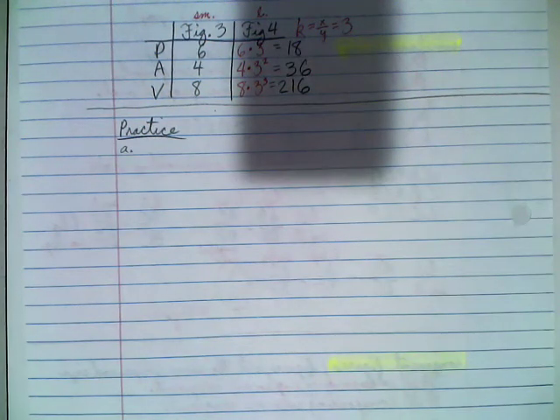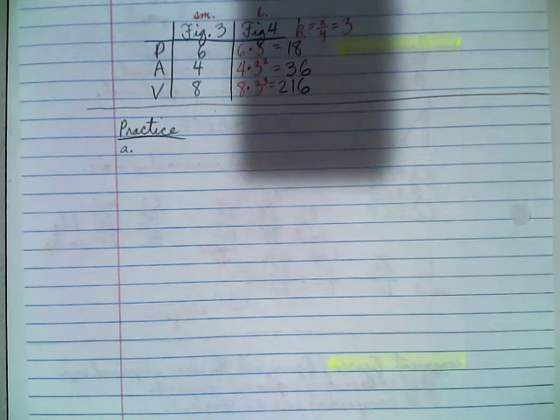Triangle ABC is similar to triangle LKM. Find the measure of angle K and the measure of angle C. So we need to find the measure of K, and the measure of C.